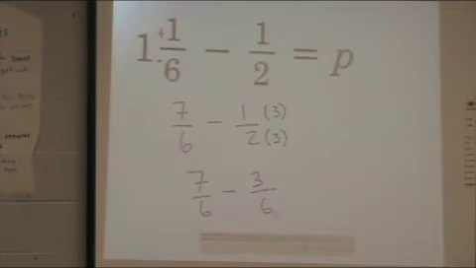Well, now do I have a like denominator? So I've completed my objective. And now all I have to do is subtract. 7 minus 3 is? 4 over, which equals? 2/3. Very good. If you wonder how I got 2/3, I divided 4 by 2 and got 2. And I divided 6 by 2 and got 3.